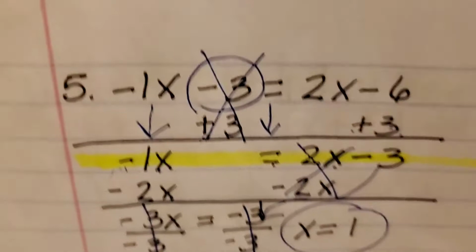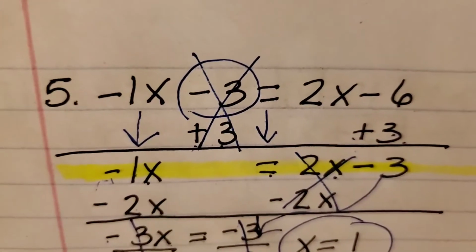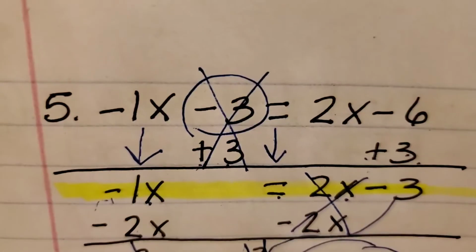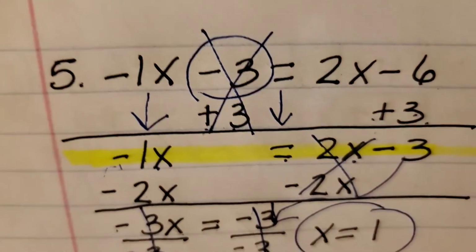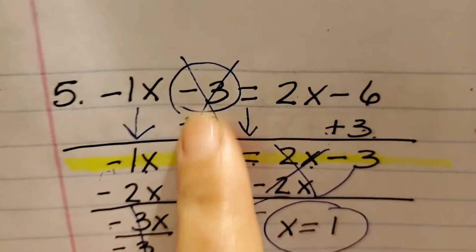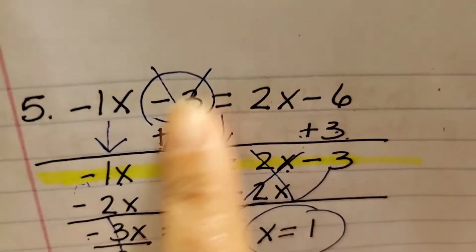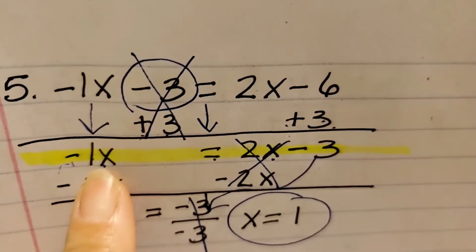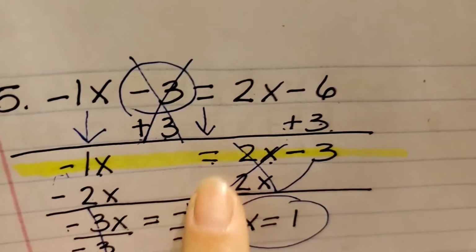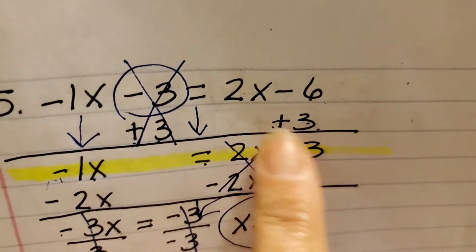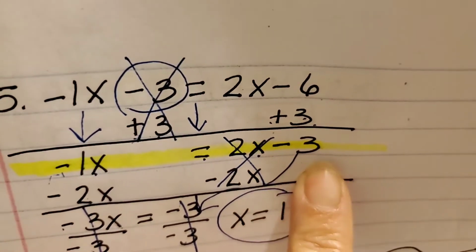For number 5, we have negative 1x minus 3 equals 2x minus 6. So on this problem, there's no combining. I'm going to move this, doing the opposite over here. Plus 3, plus 3. So this comes straight down. This goes away. Bring your equal sign down, 2x, and then negative 6 plus 3 is negative 3.